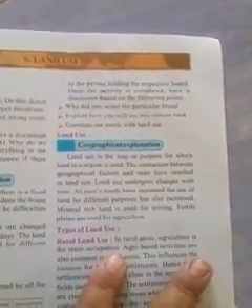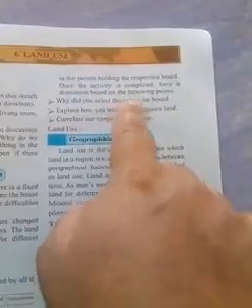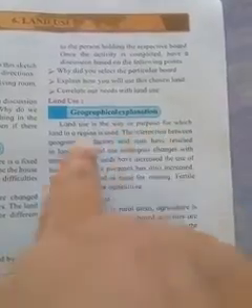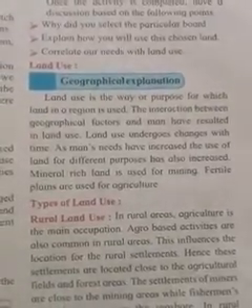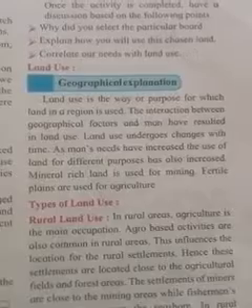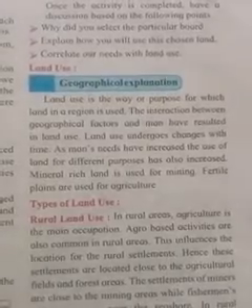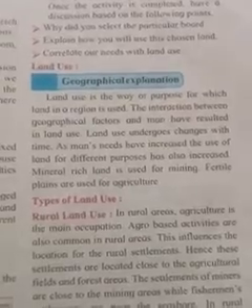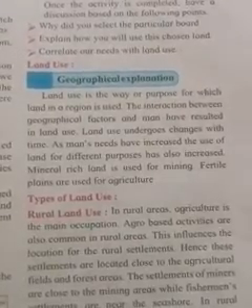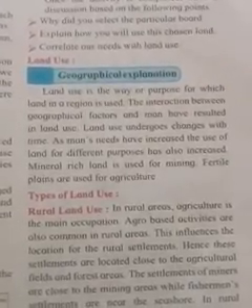One activity is completed. Land use is the purpose for which land in a region is used. This interaction between the geographical factors and man has resulted in land use. Land use undergoes change with time. As man's needs have increased, the use of land for different purposes has also increased.